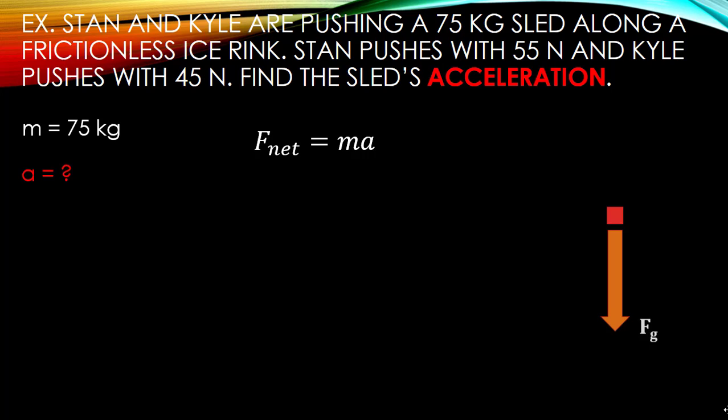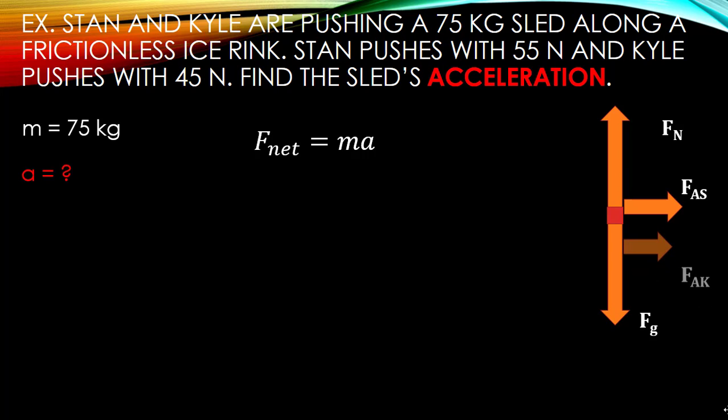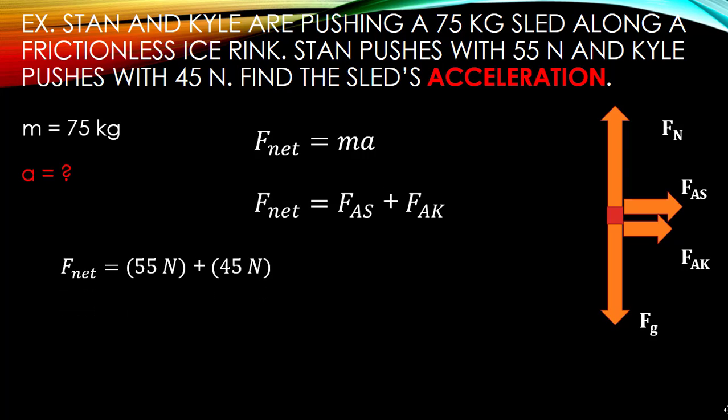So for the net force, we're going to draw a force diagram over here. We're going to have force of gravity and force of normal. Those are going to be balanced because we're not moving in the vertical direction. But who else do we have? We have Stan pushing to the right with a force, and we have Kyle pushing to the right with a force. Both of those people are pushing in the same direction, so we're going to find our net force by adding those two numbers together. The force from Stan and the force from Kyle add together since they're going in the same direction, to find a net force of 100 newtons.